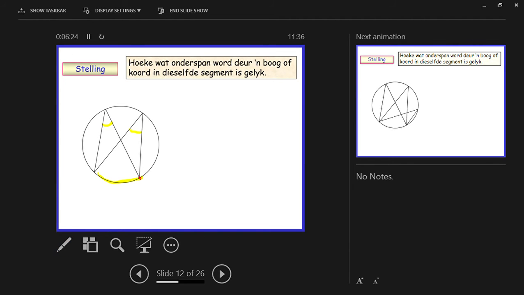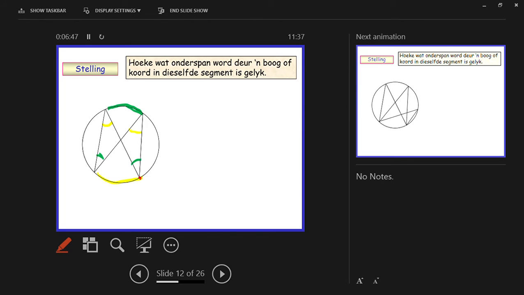Do you agree? Do you agree that this chord subtends this angle? Stem julle saam? And do you agree that this chord also subtends that angle? In other words, those two angles will also be equal to one another.